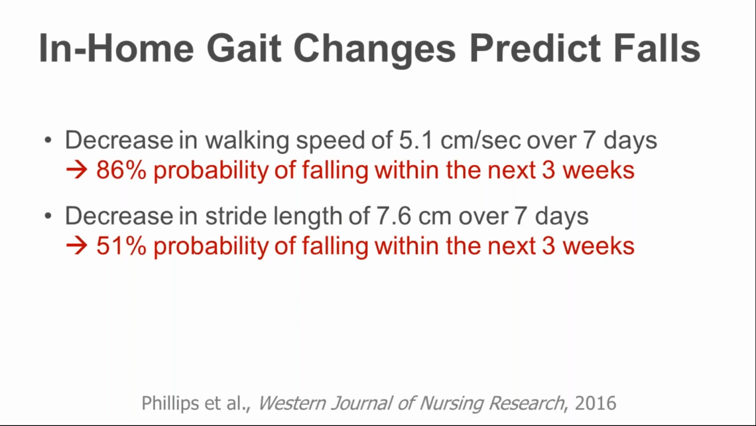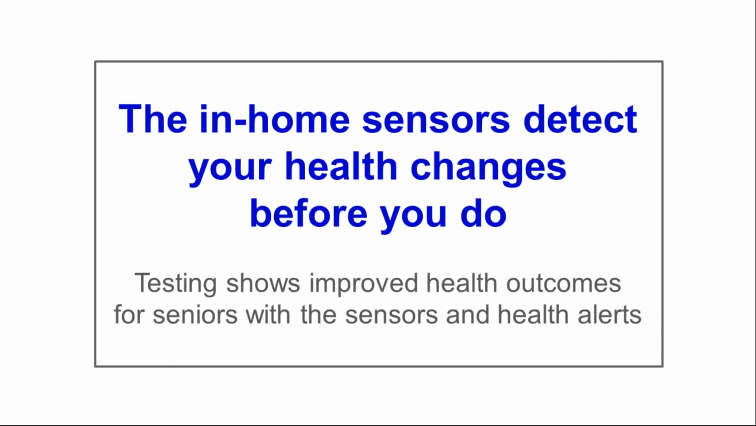What we found when we looked at these in-home gait changes and the ability to predict falls is that when you have a decrease in walking speed of about 5 centimeters per second over 7 days, there's about an 86% probability of falling within 3 weeks. So again, that fits within our 2-week window of looking at when changes are happening. With a decrease in stride length of 7.6 centimeters over 7 days, you have about a 50% probability of falling within 3 weeks. And we published that paper that just came out a couple of months ago in the Western Journal of Nursing Research, and I'm one of the authors on that.